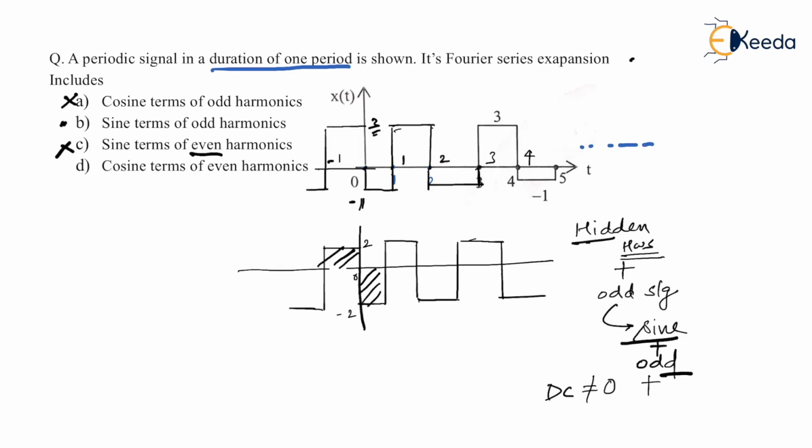Option D says it has cosine terms with even harmonics. First of all, we don't have cosine terms because it is not even. And secondly, it is not possible to get even harmonics because it has half wave symmetry. So even option D is invalidated. Then of course, option B is the correct option. Let's move to the next question.